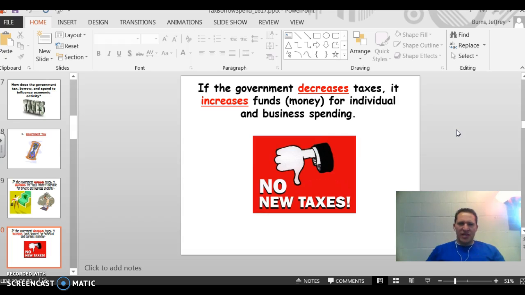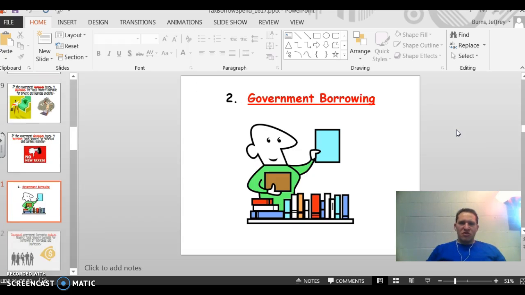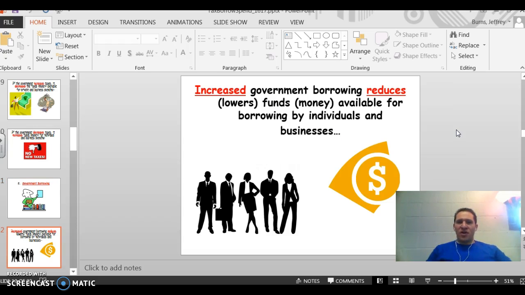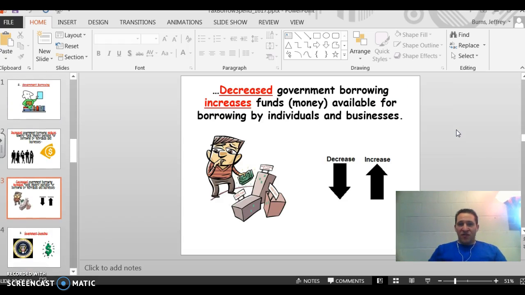So those kind of go hand in hand. All right, number two, government borrowing. If the government's going to borrow money from the Federal Reserve, from its bank, which we'll talk about in this lesson, the more the government borrows, the less money is available for individuals and businesses to borrow. That should make sense. It's like a scale. If the government's borrowing more, then there's less for individuals and vice versa. Okay. If government borrows less, that's more available for individuals and businesses. It increases the money available for them to borrow.